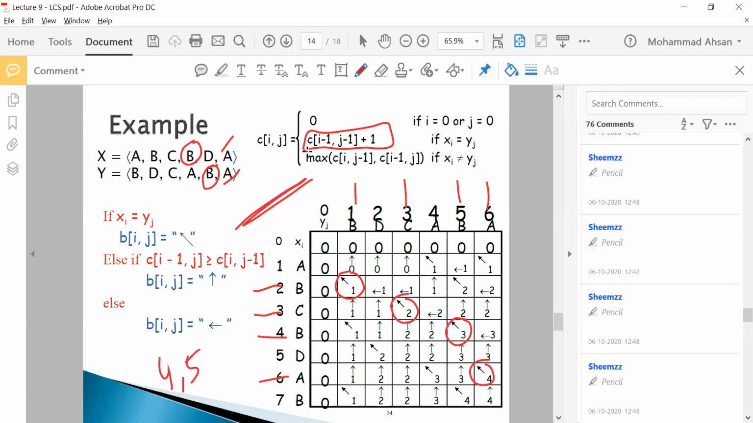So when I say diagonal, it is not the pair 1 1, 2 2, 3 3 like we do for a matrix. When you see a diagonal arrow in the box, that means there is a match, and the subproblems that you have are these subproblems, c i minus 1 and c j minus 1. Okay, clear?